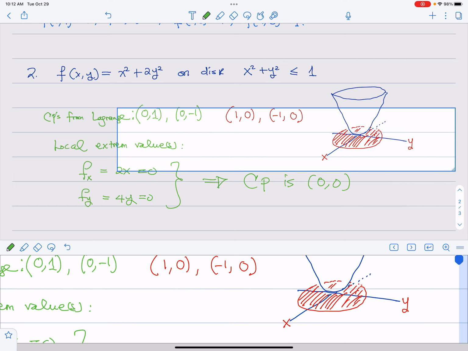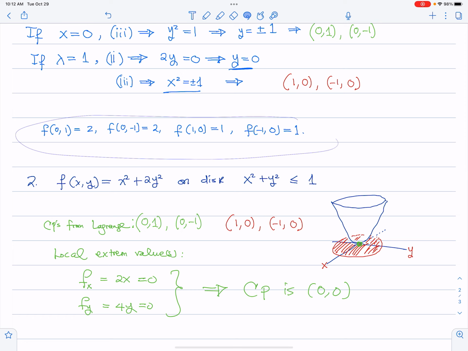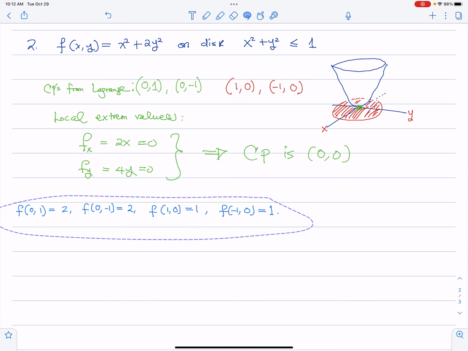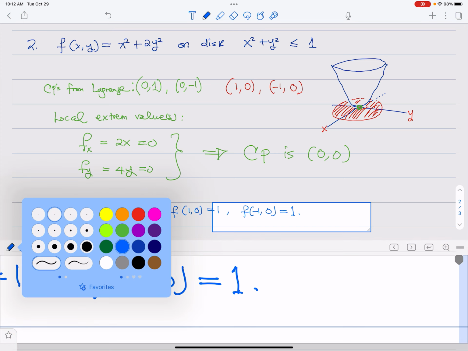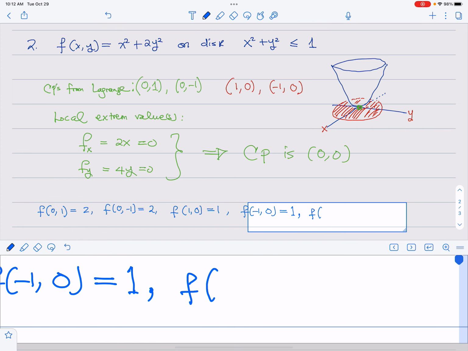So we have 4 critical points from Lagrange multipliers, and then 1 critical point that is likely a local minimum, right? So let's see. We've evaluated at the first 4 critical points from Lagrange multipliers. All we have to do is also add this critical point, 0, 0, and 0, 0 gives us 0, okay?